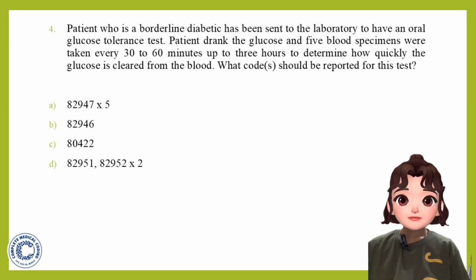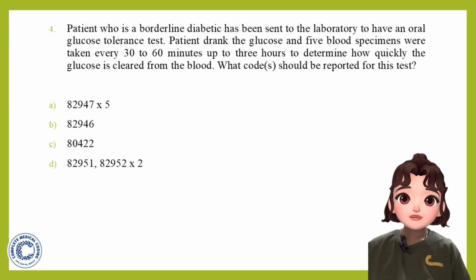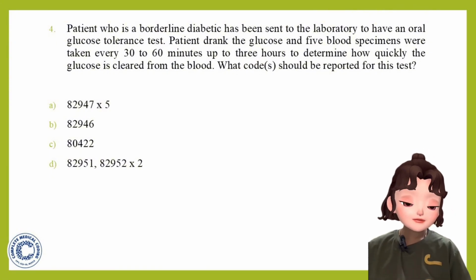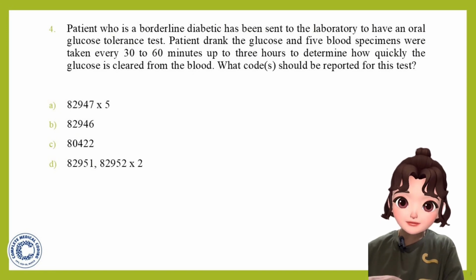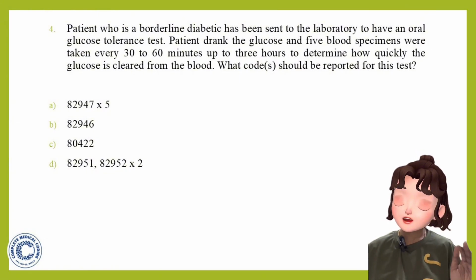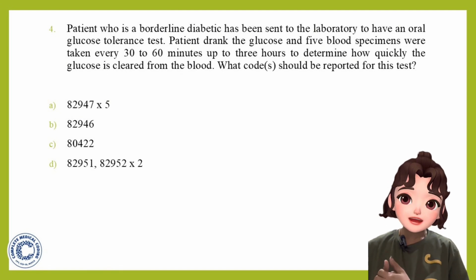It's wrong. If you go to the third option, 80422, what is 80422? 80422 is again a glucagon tolerance panel. That's also wrong. So option D, 82951.